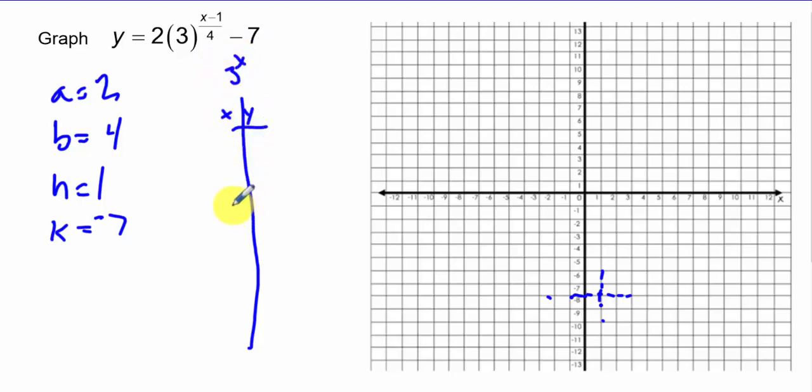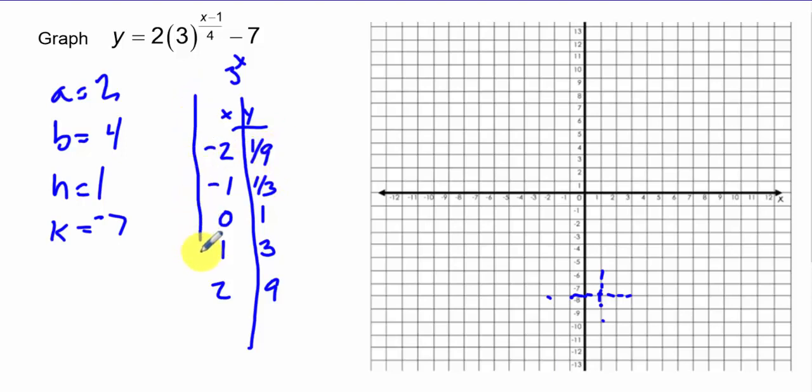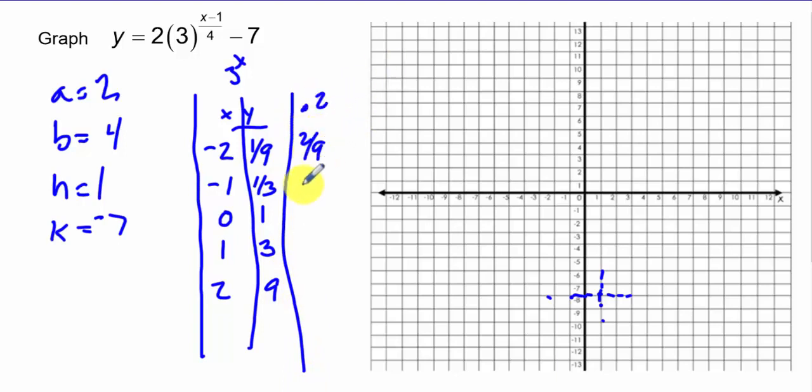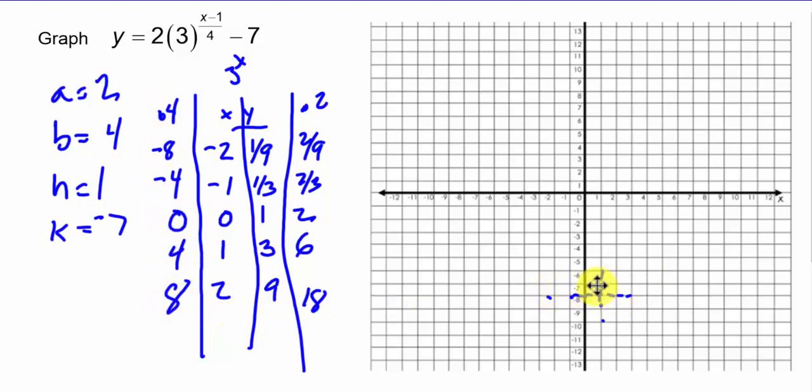This is my x and this is my y. -2, -1, 0, 1, and 2. For 2, I get the 9, a 3, a 1, a 1/3, and a 1/9. But like we said, we've got an x multiplier and a y multiplier in this case. Y multiplier of 2, so that's 2/9, 2/3, 2, 6, 18, and an x multiplier of 4, it's -8, -4, 0, 4, 8.